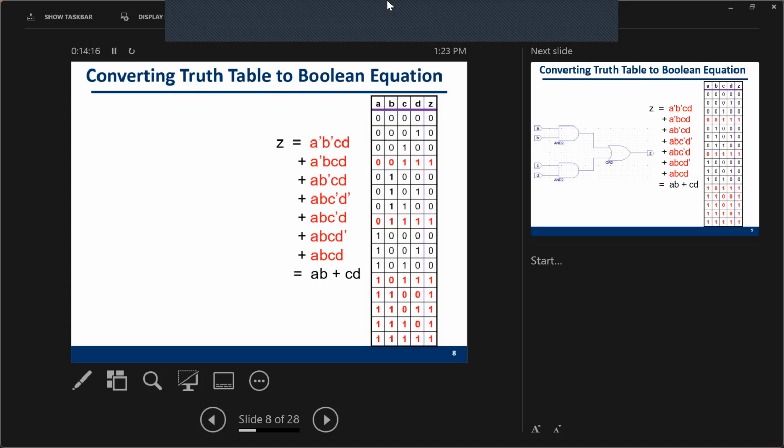So each term here, each argument here is a product, and then you can sum them together. Each term corresponds to one row, which can generate a one output. For example, this is the first row, which can generate a 1. This row is related to this term because A is 0, B is 0, C and D are 1s. So we have A bar, B bar, C and D.